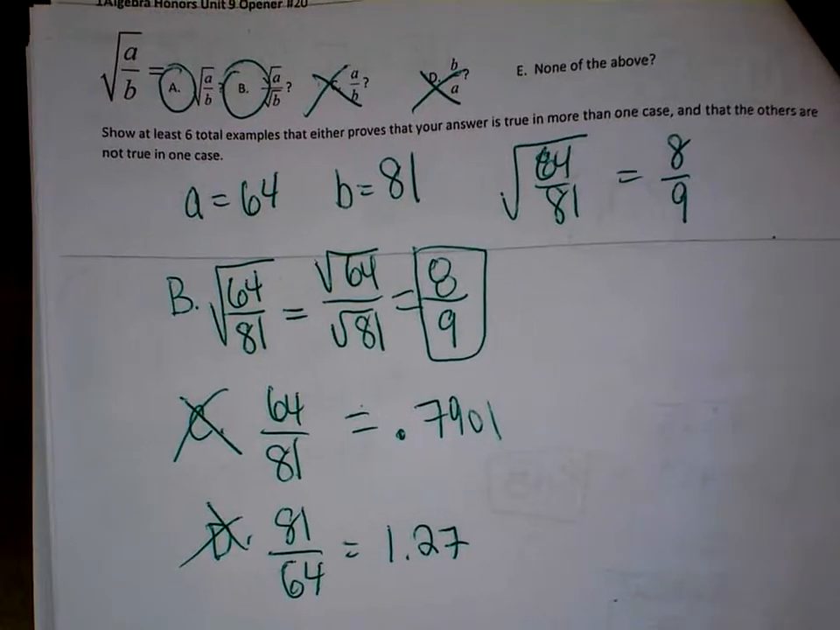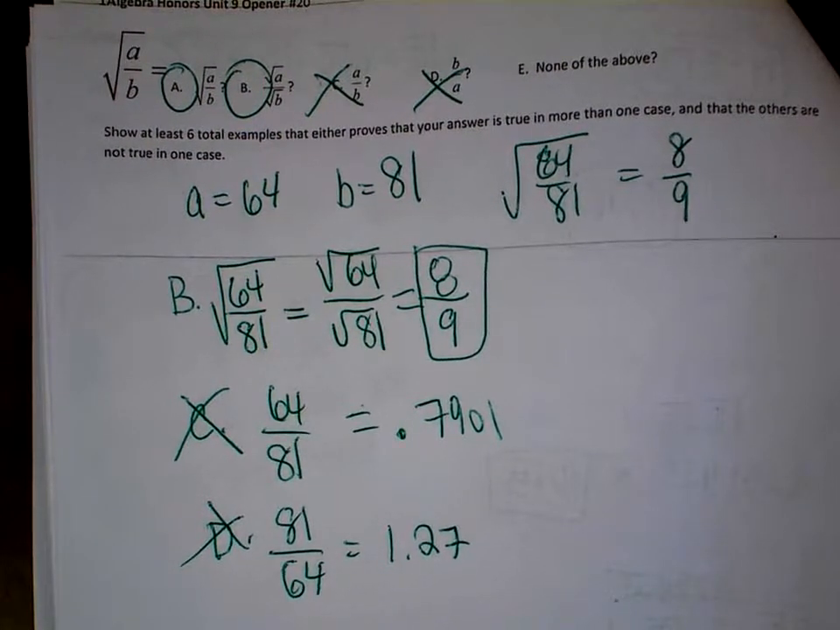The square root of a quotient of a division problem is equal to the square root of the numerator divided by the square root of the denominator. The square root of the quotient is the quotient of the square roots.